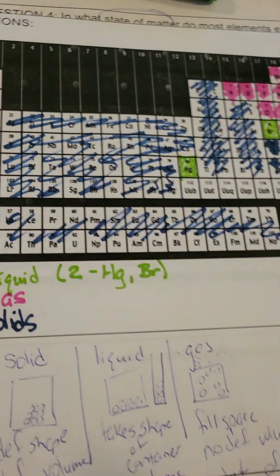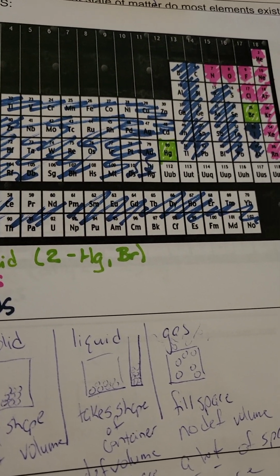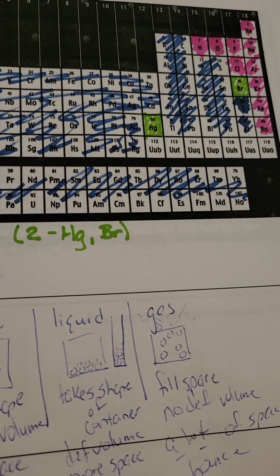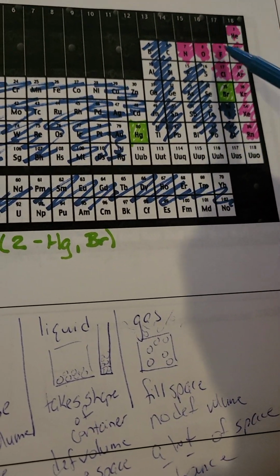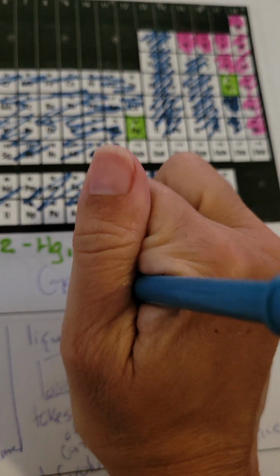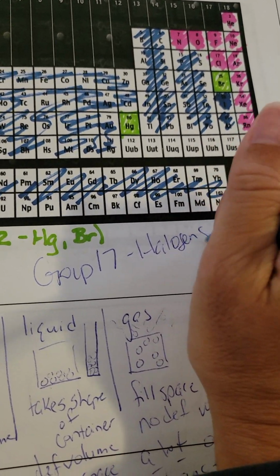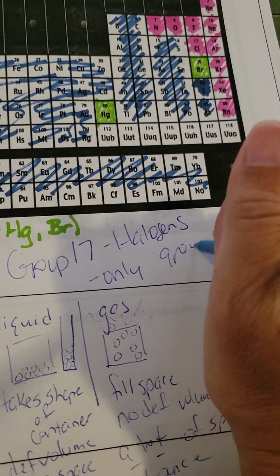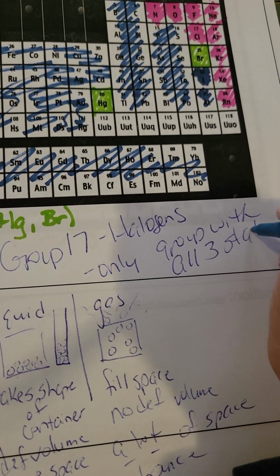And now I want you to look at the table for me and tell me something that you think is pretty unique about group 17. So group 17, if we look here, it's the only group on the table which was called the halogens. So group 17, the halogens, is the only group with all 3 states of matter.